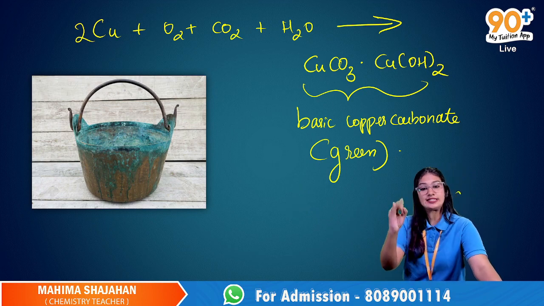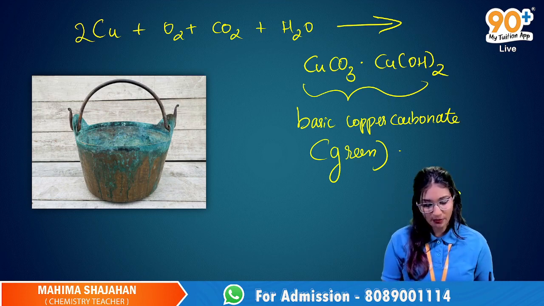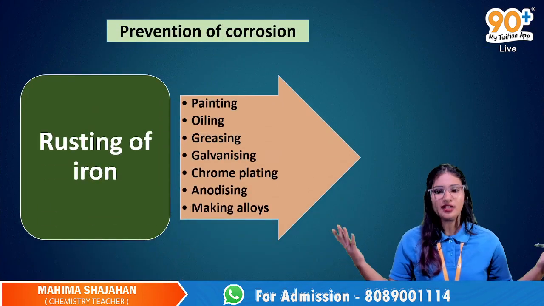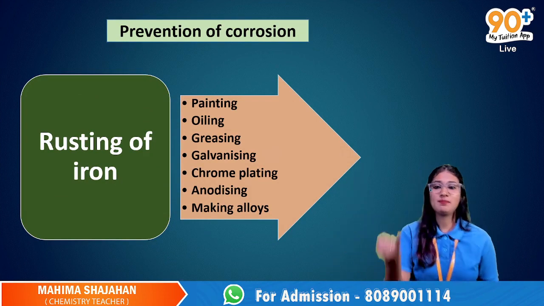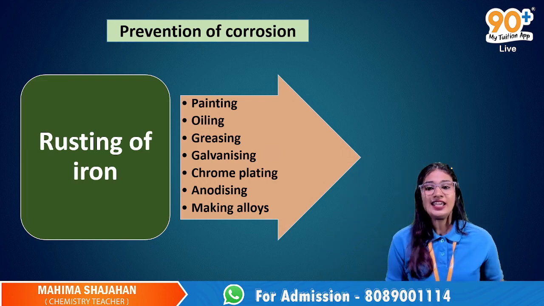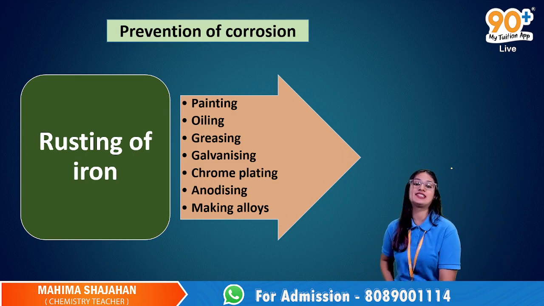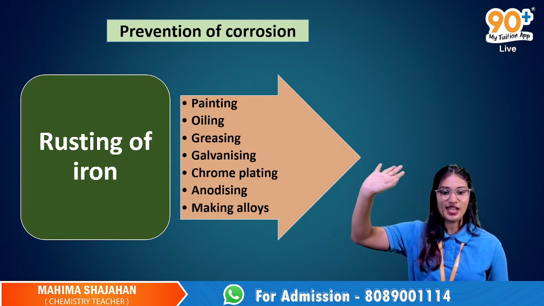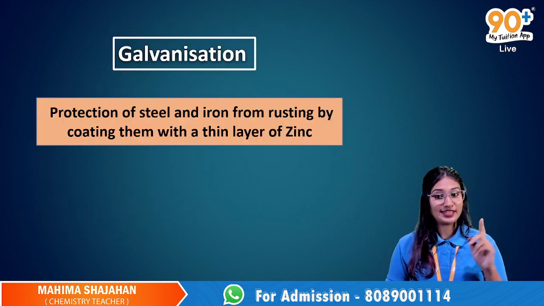We have seen the corrosion of iron, silver, and also copper. Since corrosion happens, we have to protect them, right? So how do we prevent it, for example the rusting of iron? We have some options. Either you can paint it, oil it, grease it, galvanize it, chrome plate it, anodize it, or make alloys. These are all examples through which you can prevent corrosion. Now, in prevention of corrosion, you have to keep in mind galvanization.